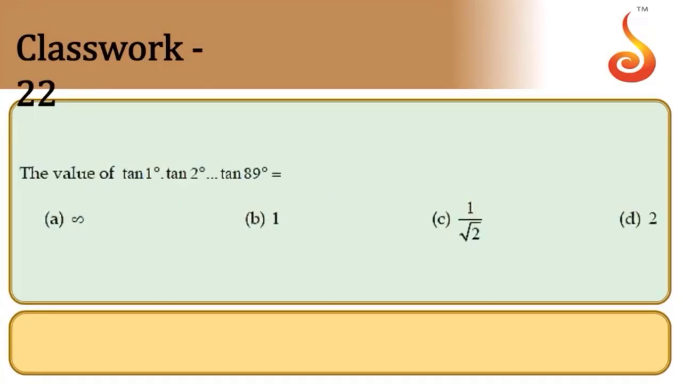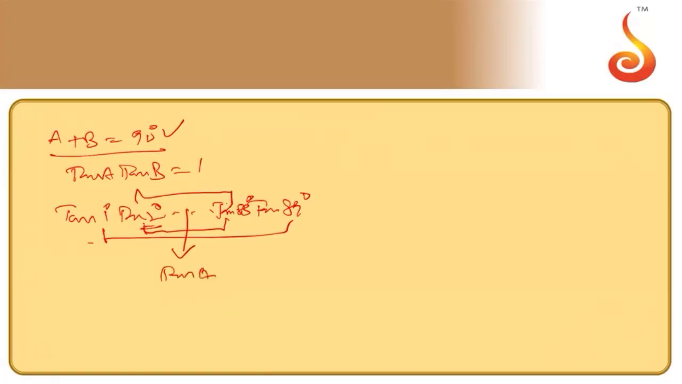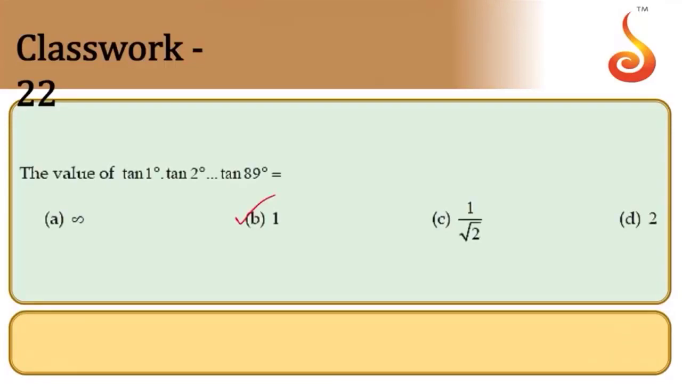So tan 1 degree, tan 2 degrees, up to tan 89. We have a concept that when A plus B happens to be equal to 90 degrees, tan A multiplied by tan B happens to be 1. In this case, tan 1 degree, tan 2 degrees and so on, up to tan 89 degrees. So the first one and last one, the sum is equal to 90 degrees, the product is 1. Last but one, tan 88 degrees, and 2 degrees, the product happens to be 1. And exactly the middle one, tan 45 degrees, is 1, and previously tan 44 degrees and tan 46 degrees, even this sum is also 90 degrees, the product is 1. So the product of all these values happens to be equal to 1. So the answer is 1 here.